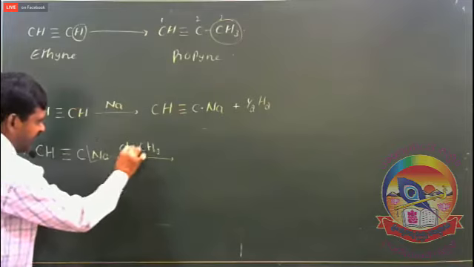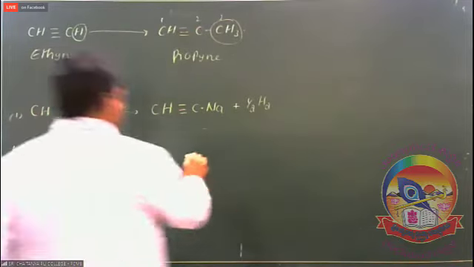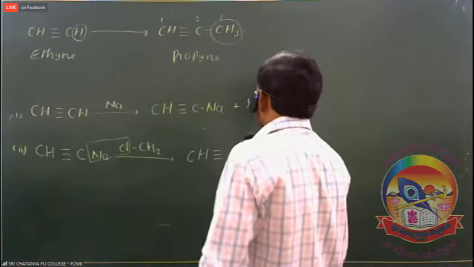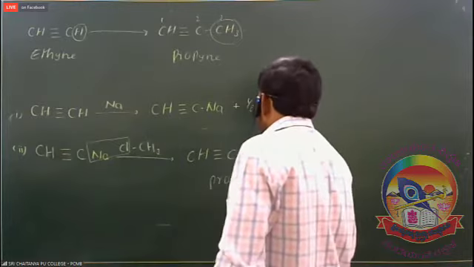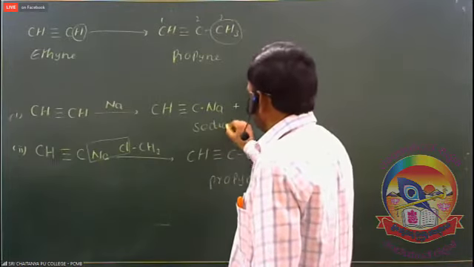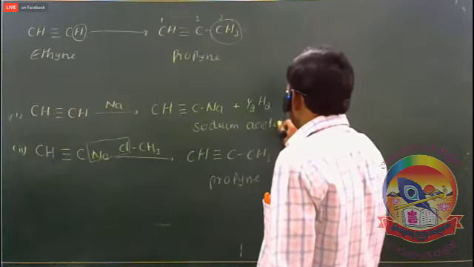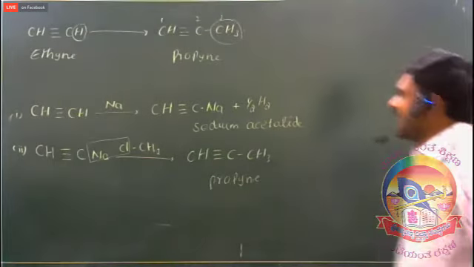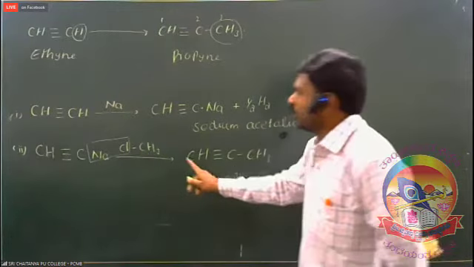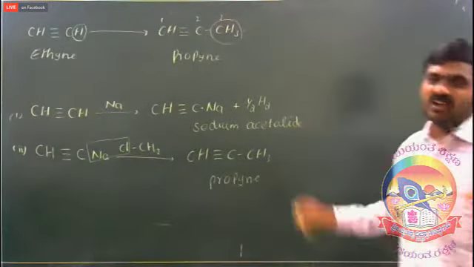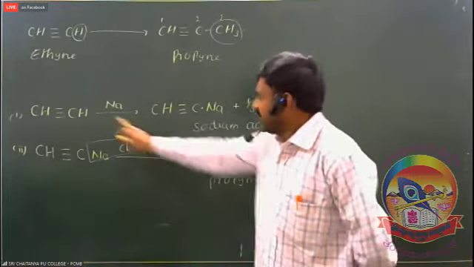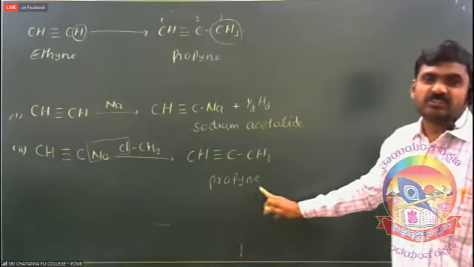Here Na and Cl, NaCl, is eliminated. So the product formed is CH triple bond C CH3. It is called propyne. This monosodium acetylene reacts with alkyl halides, so lower alkynes are converted to higher alkynes. Here, treated with methyl chloride, ethyne is converted to propyne. So it is an important conversion.